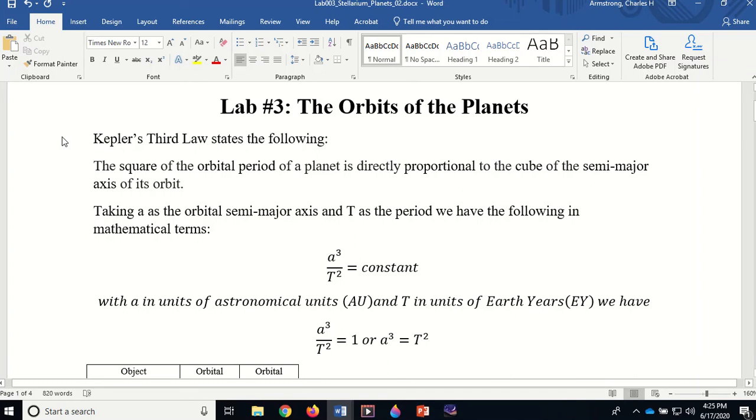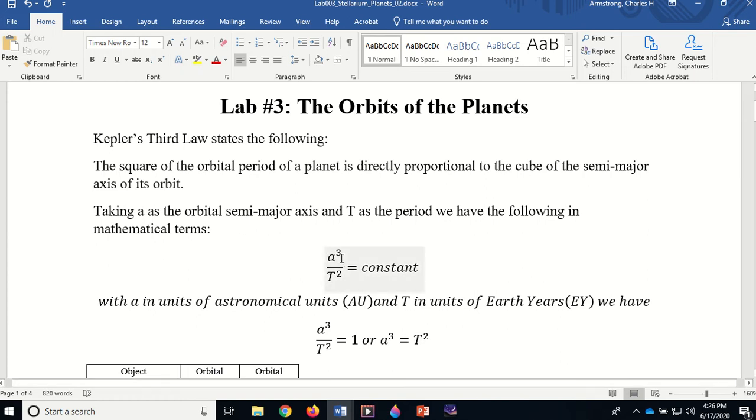Okay, this is for Astronomy 400. This is lab number 3, the orbits of the planets. It basically starts off talking about Kepler's third law, which states that the square of the orbital period of a planet is directly proportional to the cube of the semi-major axis of the orbit. It means that the square of the time it takes the planet to orbit the sun is proportional to the distance the planet is from the sun cubed.